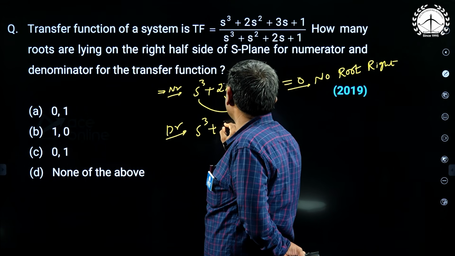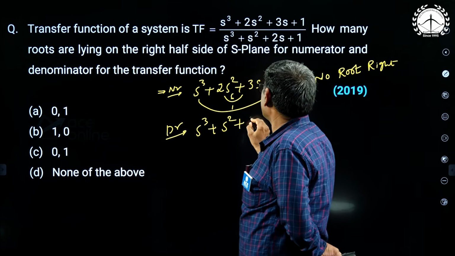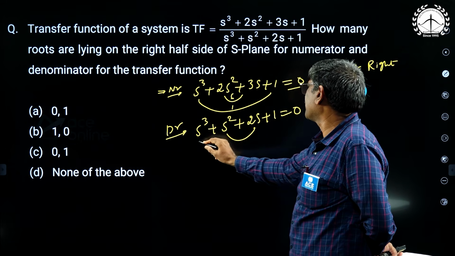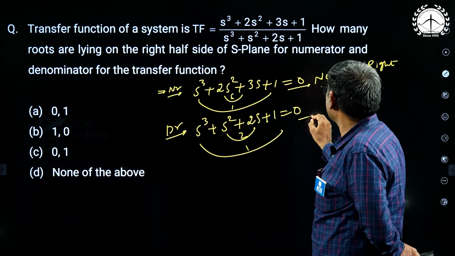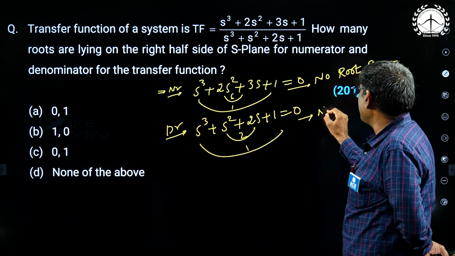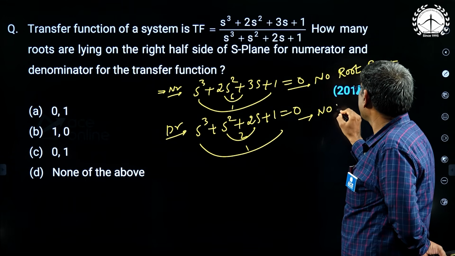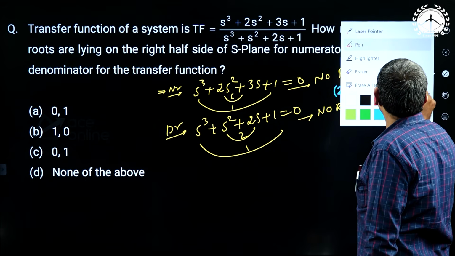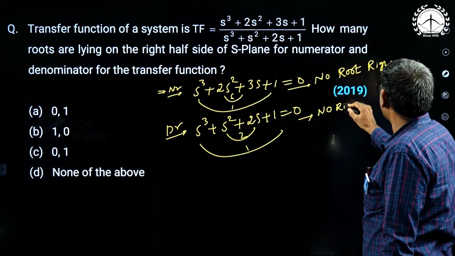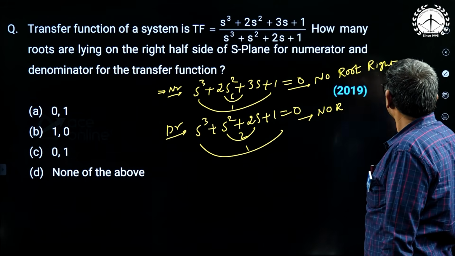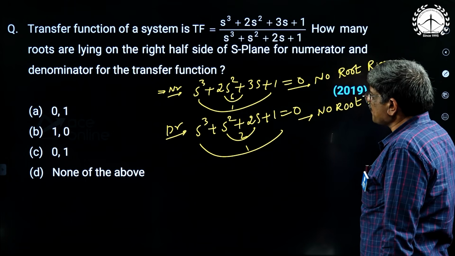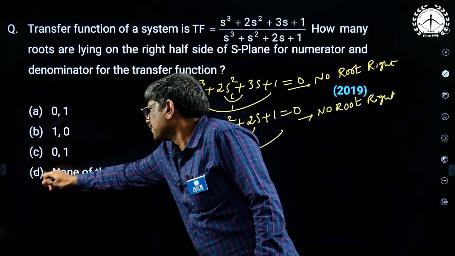If it is unstable, then again you can write the Routh array and check how many sign changes there are. Here internal greater than external, that means here also no root in the right. So the numerator has no root right, and the denominator also has no root right. That means what is the correct answer? No root right, so 0, 0 is not there. So none of the above.